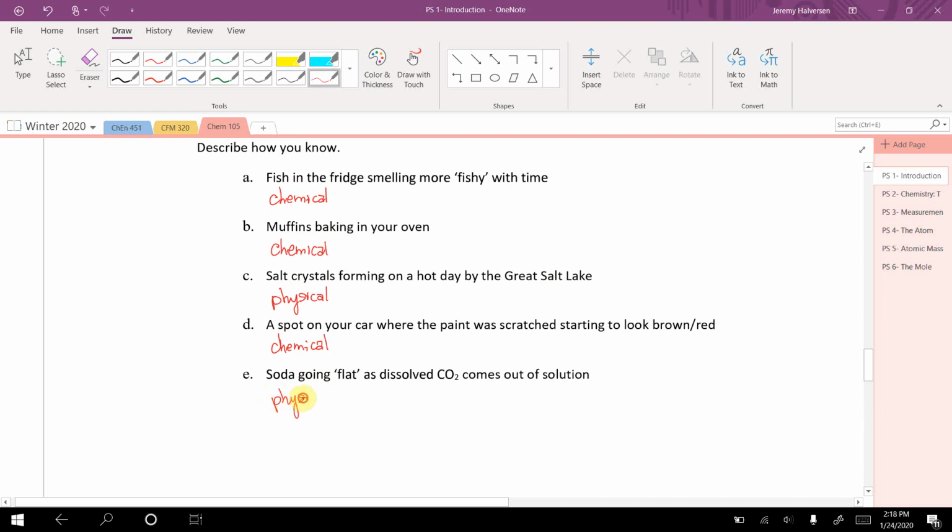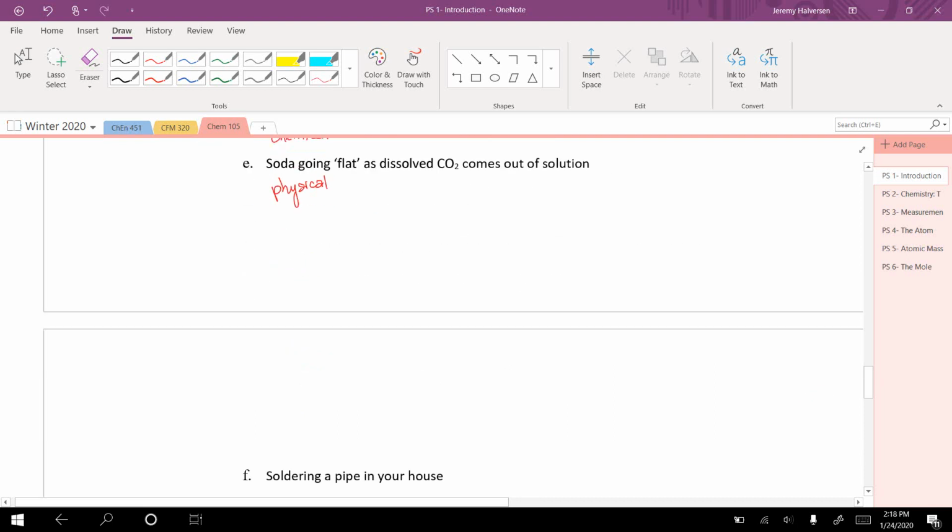Soda goes flat as dissolved CO2 comes out with time. That is physical. So when we carbonate soda, all you're doing is adding CO2 gas and dissolving it into the soda, which makes it carbonated and bubbly. So then when you open the soda, depressurize it, and the CO2 comes out, it's still carbon dioxide, and it's still the exact same soda. It's just that, again, they've separated, so it's a physical change.